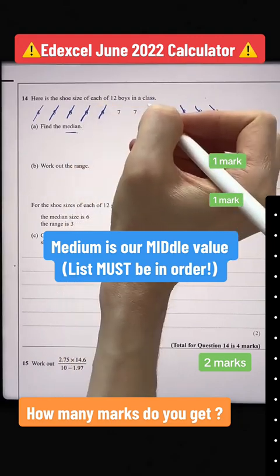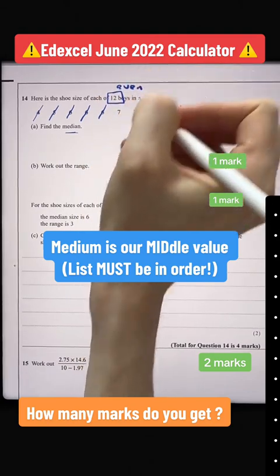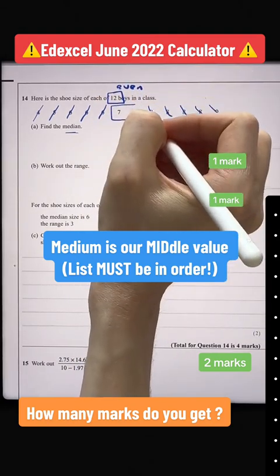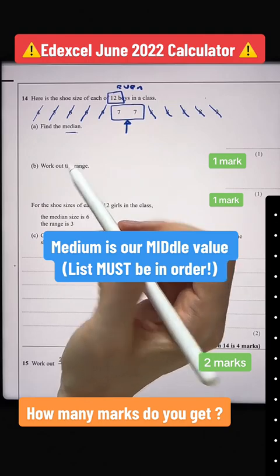As in this case, I was told there were 12 boys. As that number is even, I'm left with two values always in the middle together. To find the median of the two values in the middle, I just simply add them up and divide by 2. As they're both 7 in this case, I know the answer is going to be 7.